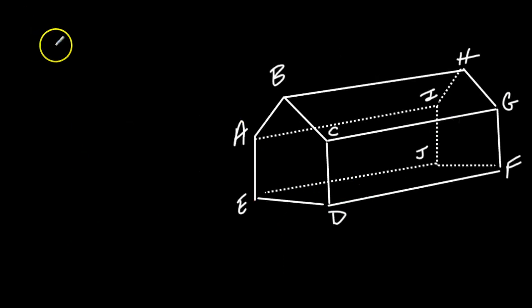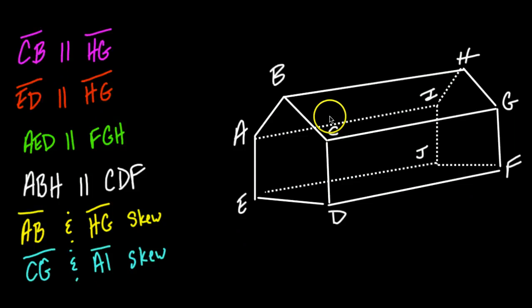Remember we talked about that yesterday. We talked about the fact that when we have two planes that intersect, they're always going to intersect at a specific line.